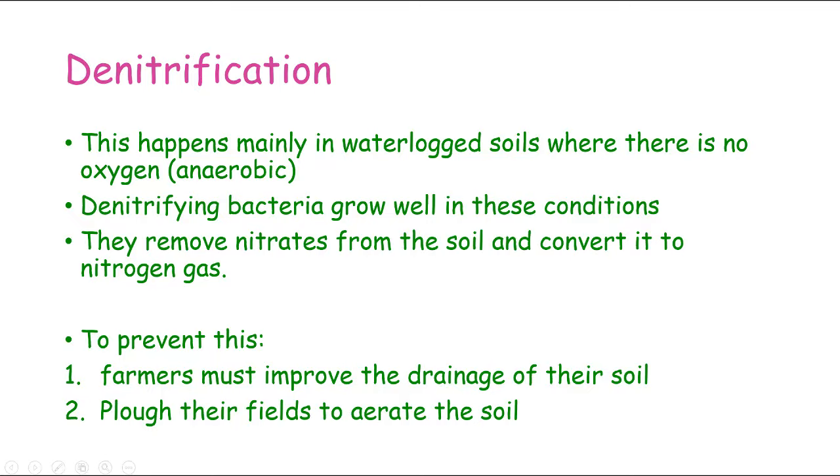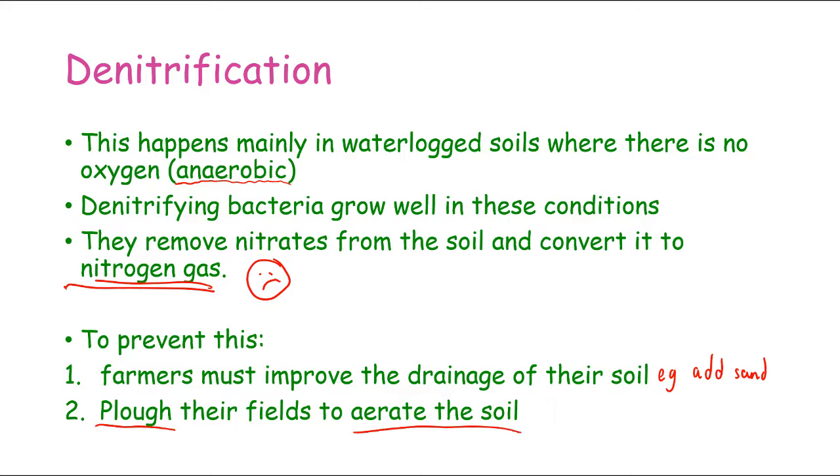Denitrification then, as we said, takes place in waterlogged soils where there's no oxygen, so it's anaerobic. This is a bad process because it removes nitrates from the soil and converts them to nitrogen gas. So to prevent this, farmers have to improve the drainage of their soil. So e.g. they could add sand to it, and they plough their fields to aerate the soil.